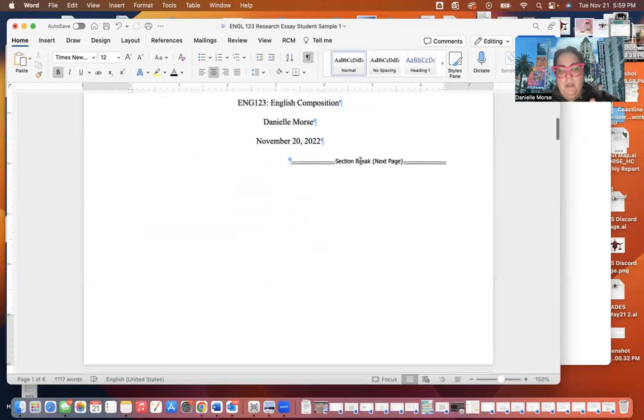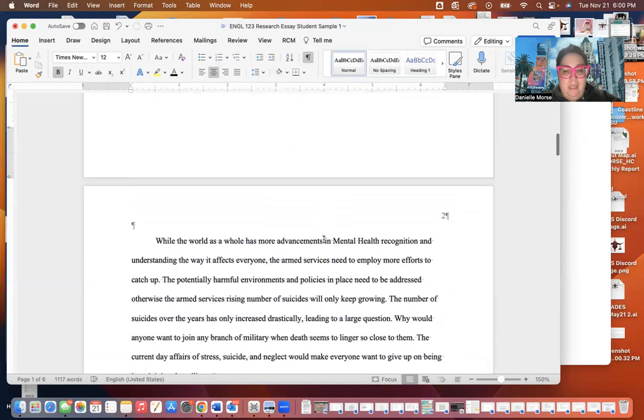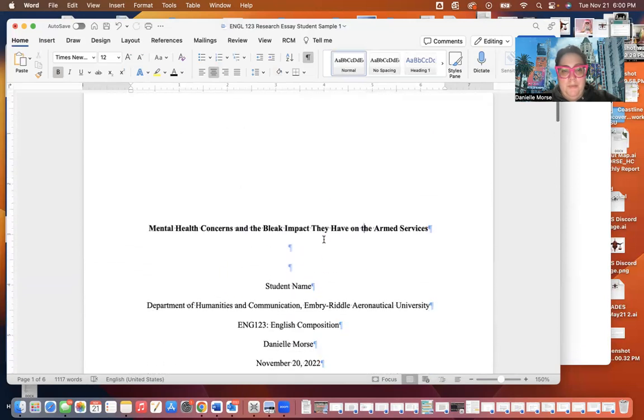There's a section break. I can't stand section breaks. There's a time and a place to use them, and that's in very long writing pieces. This is not long writing, so there's no need to have section breaks here.